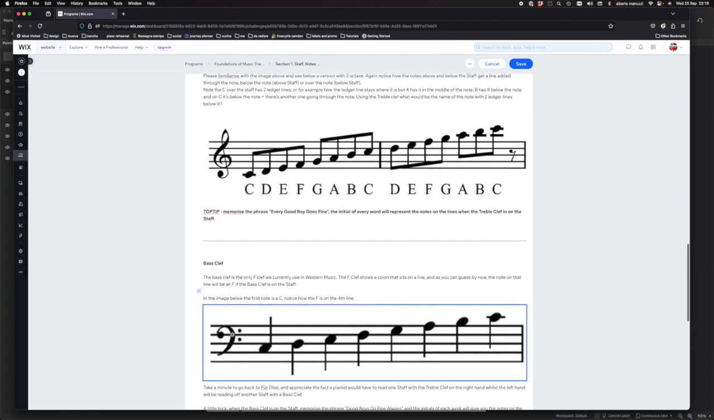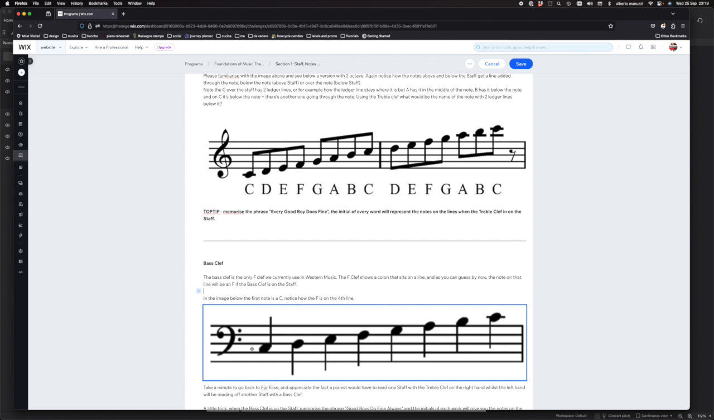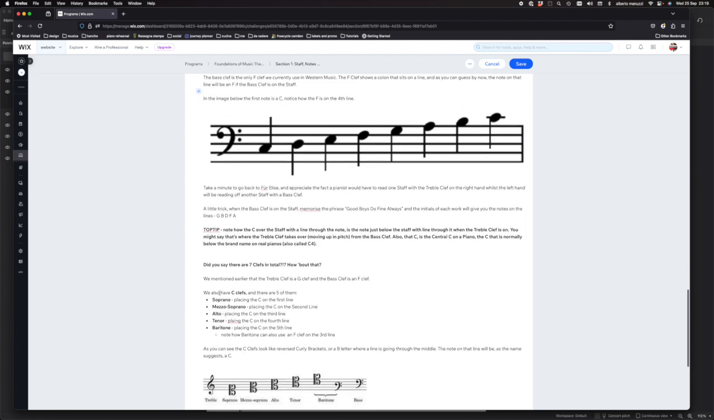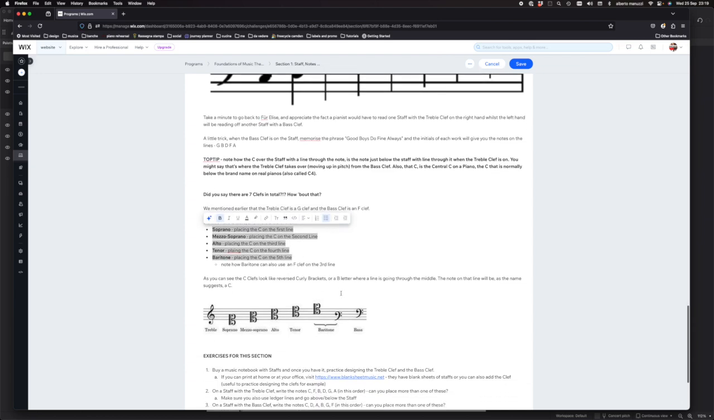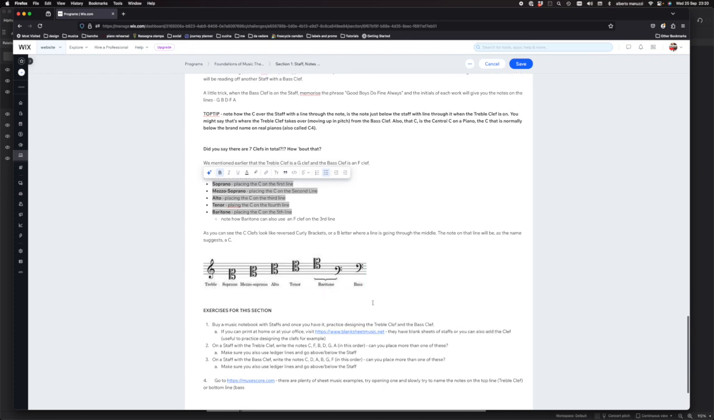Okay, so the piano reads like that, with a treble clef on the right hand and a bass clef on the left hand. Now there's another type of clef, which is a C clef, and there are actually 5 C clefs. It is widely used by singers. All right, so you see the treble clef, it's a G clef on the 2nd line.